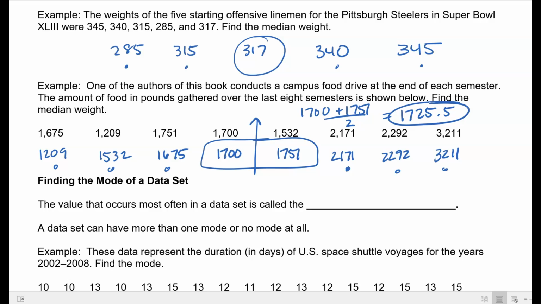Okay, so there are two different ways to find the median depending on how many numbers are on the list. You put them in order, and you find the middle. If there's not an exact middle, you add the two numbers that are in the middle and divide by 2.